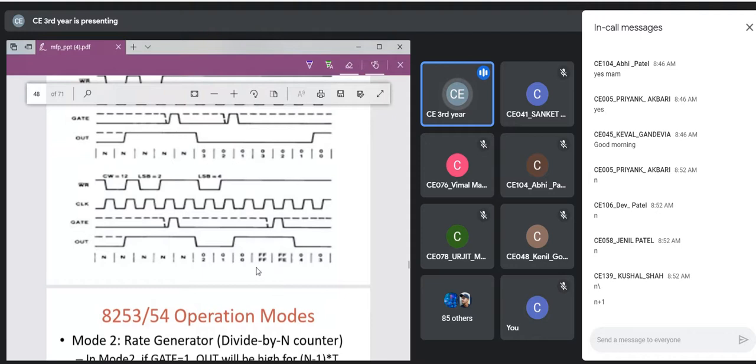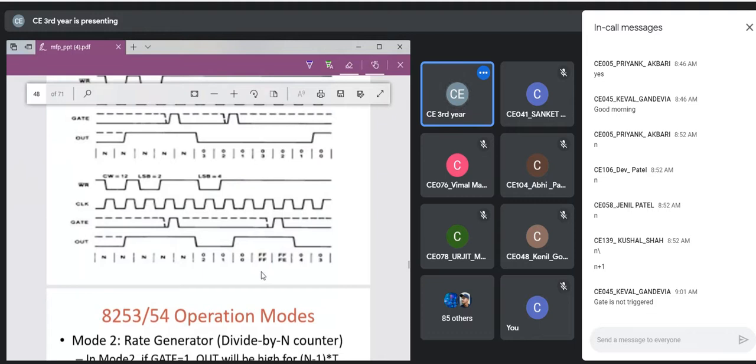Why is it not reflecting? What is the reason? This LSB is updated before this count gets complete. Why is it not updated here? Yes, the gate is not triggered. That gate is not given. So as soon as the gate is given, that count will be reflected. After, of course, one more cycle is taken, that count will get reflected in the out.